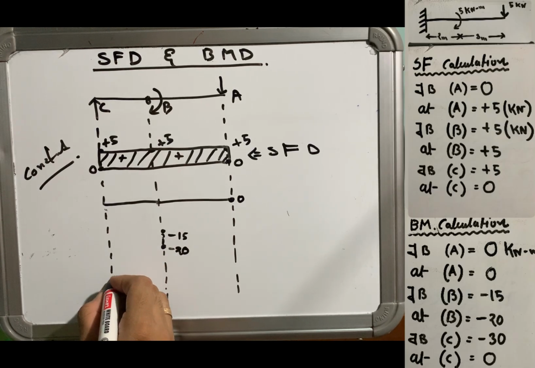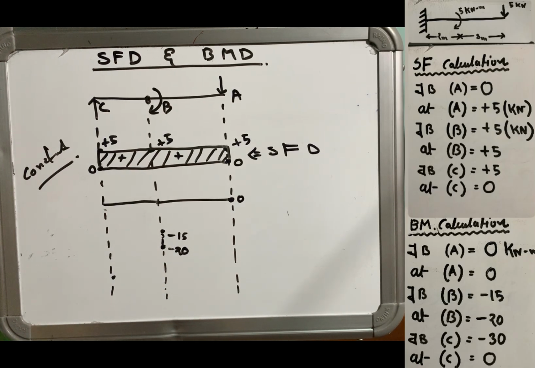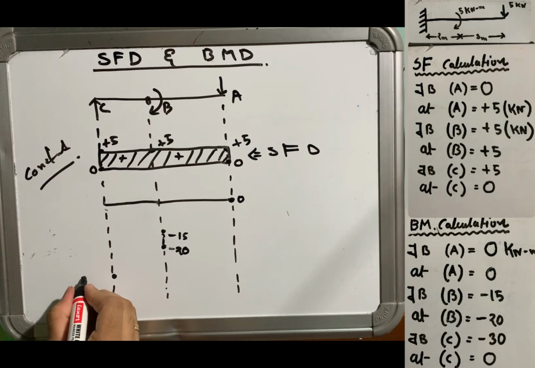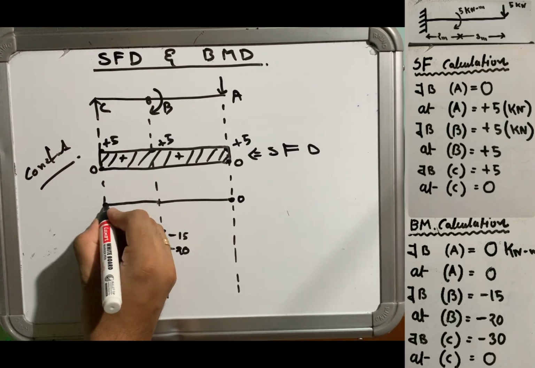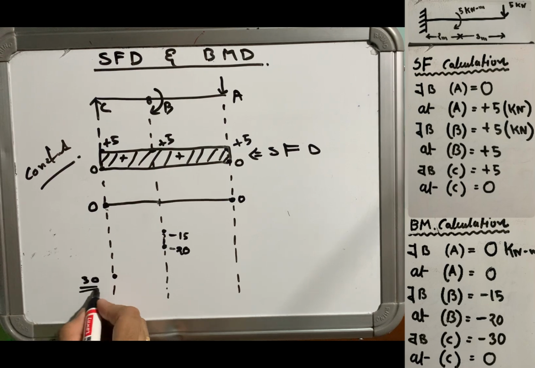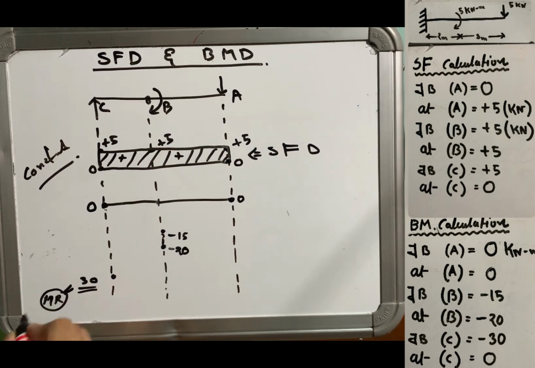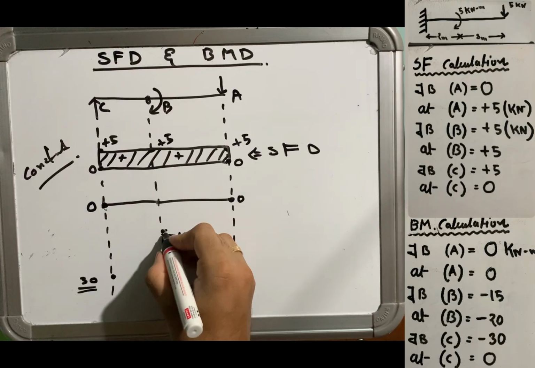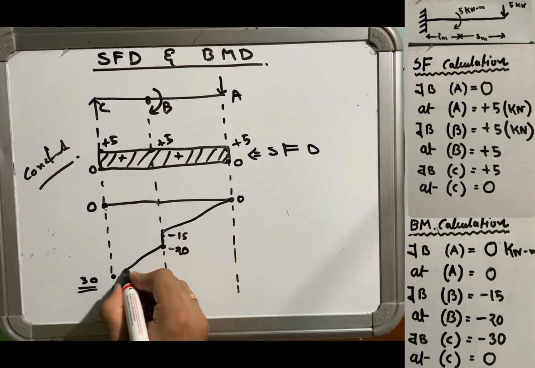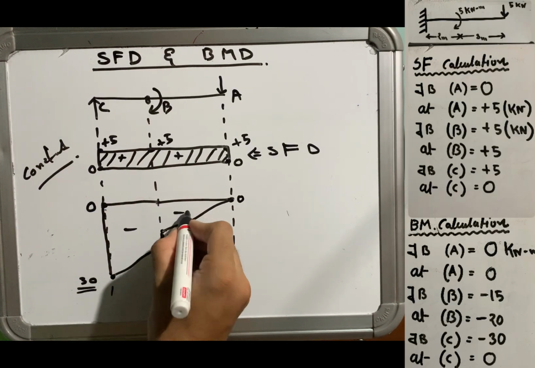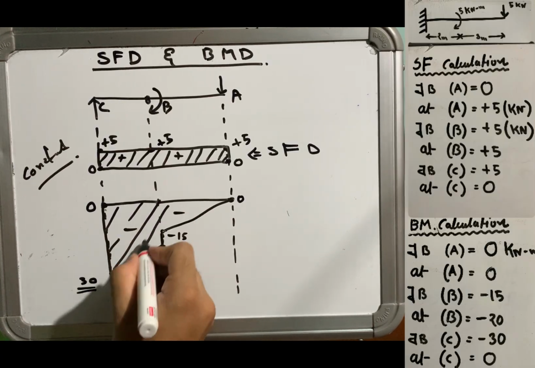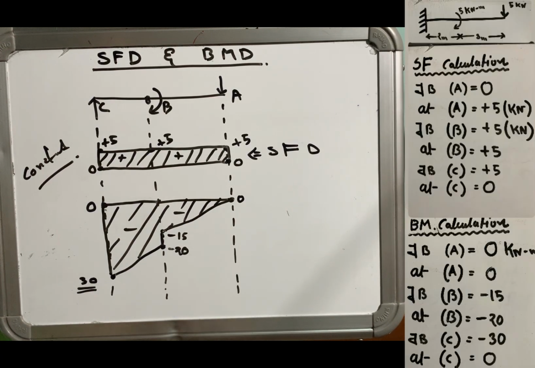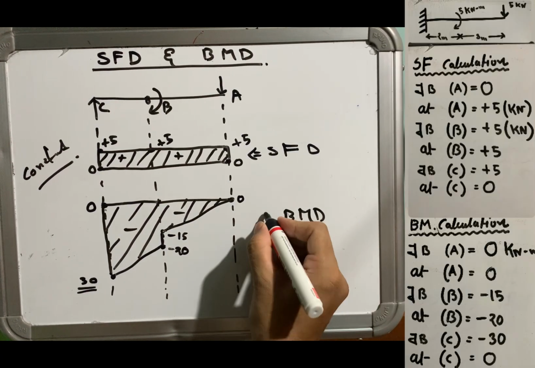And just before C is minus 30. That's why it is below the line. And at C is 0. Ultimately, it is connecting to 0. As it is a point load, that's why we are drawing the line inclined. Okay, linear line. So this was the bending moment diagram.